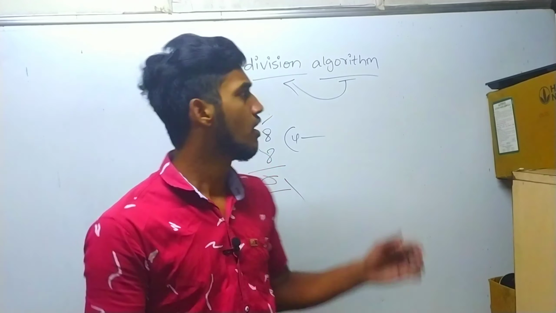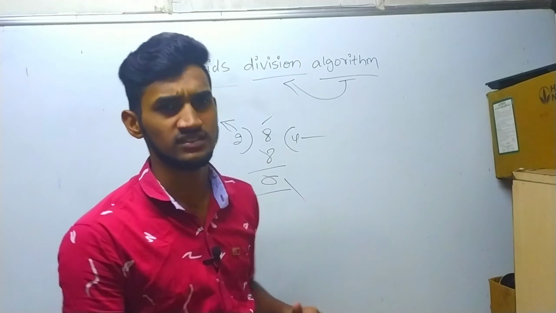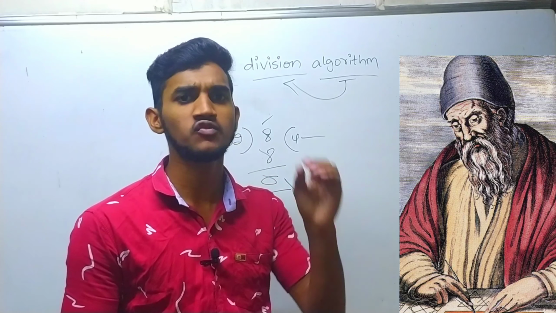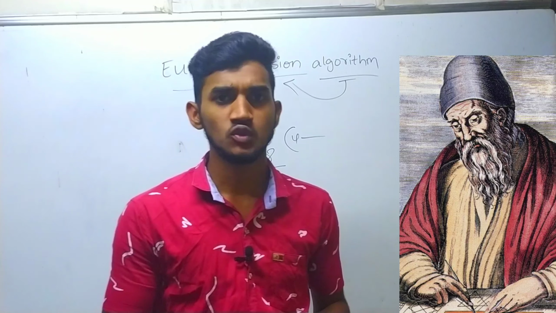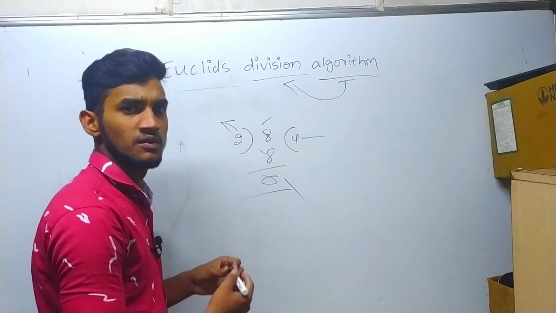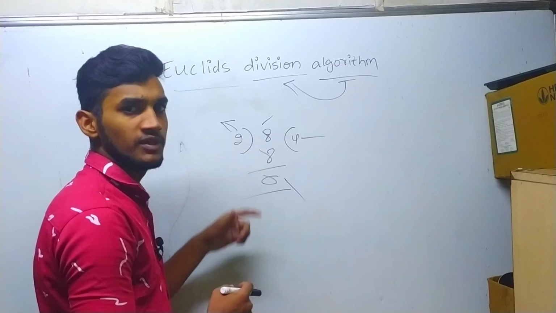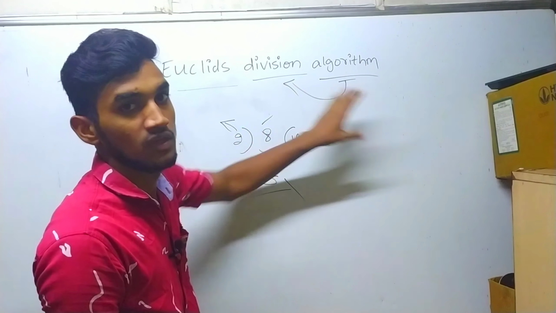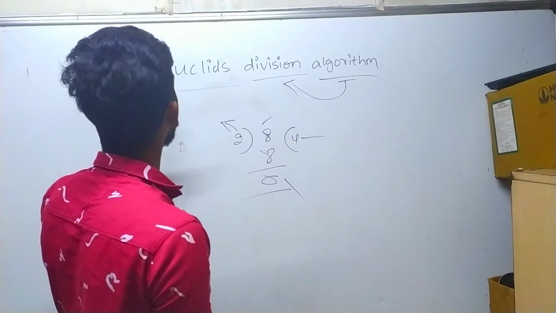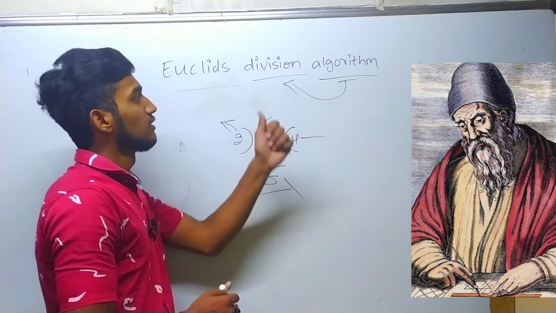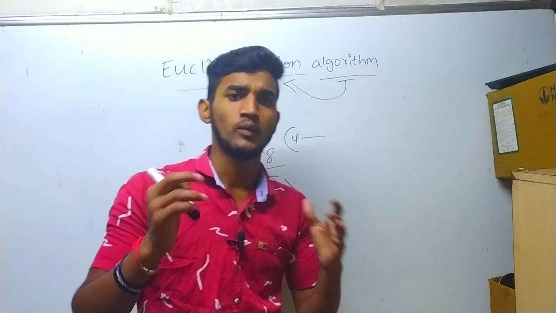And friends, now Euclid. What is meant by Euclid? Friends, Euclid does not mean anything else, it's just the name of a mathematician. He gave a simple way of finding the HCF. For that purpose we call this Euclid's division algorithm. Euclid is an author's name, a mathematician's name.